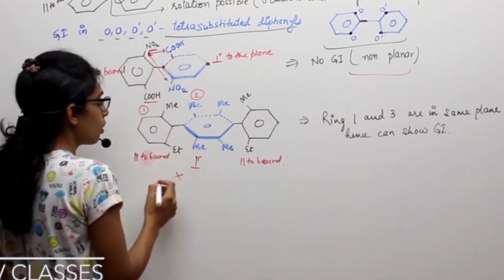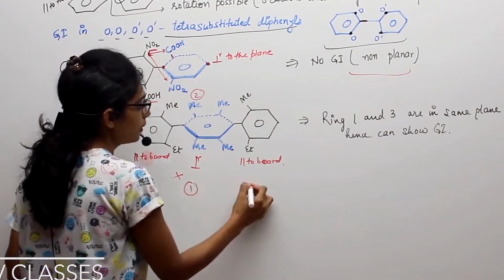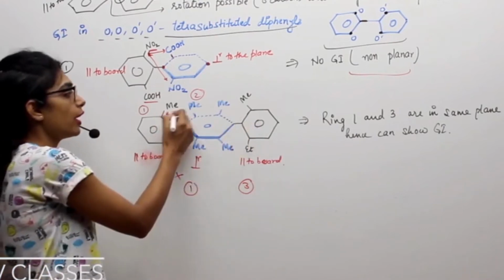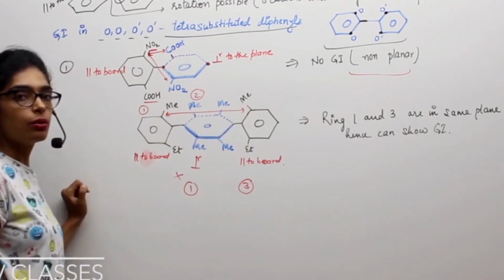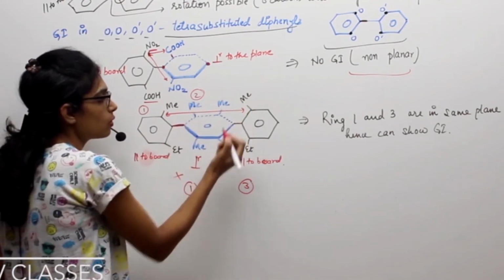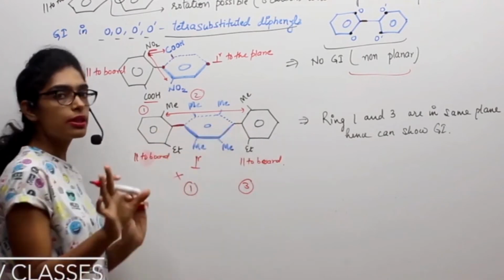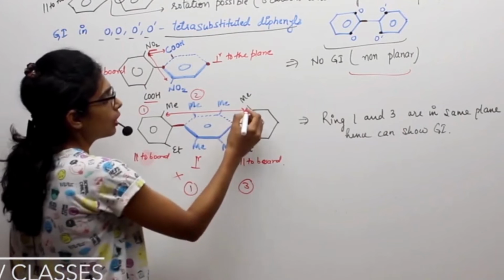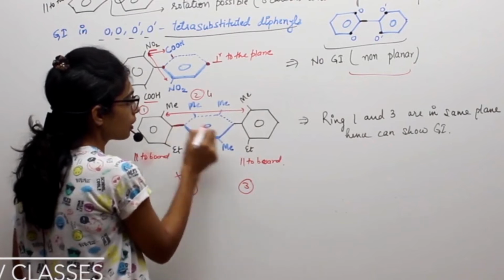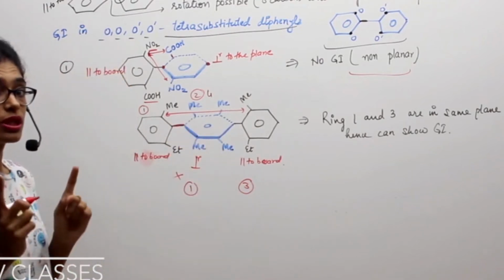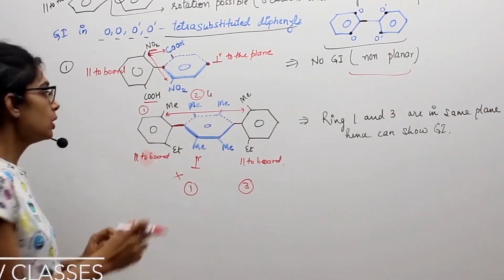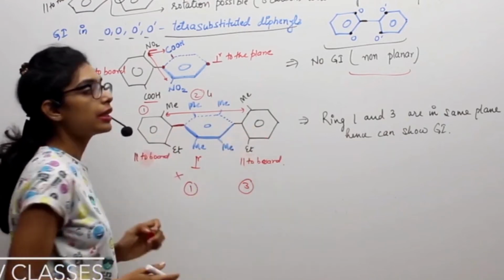But with respect to the first and third, yes, it is possible, because both of these are in the same plane. So here the distance of L1 and L2 is going to be different. Basically, when Me is here, this bond can rotate and this bond can also rotate. Both of these chains are going to be in the same plane all the time. So right now these two are L1. If it is shifted over here and goes down, it will become L2, and L1 and L2 are going to be different because they are in the same plane, and hence it will show GI. So with respect to the first and third ring, yes, GI is possible.